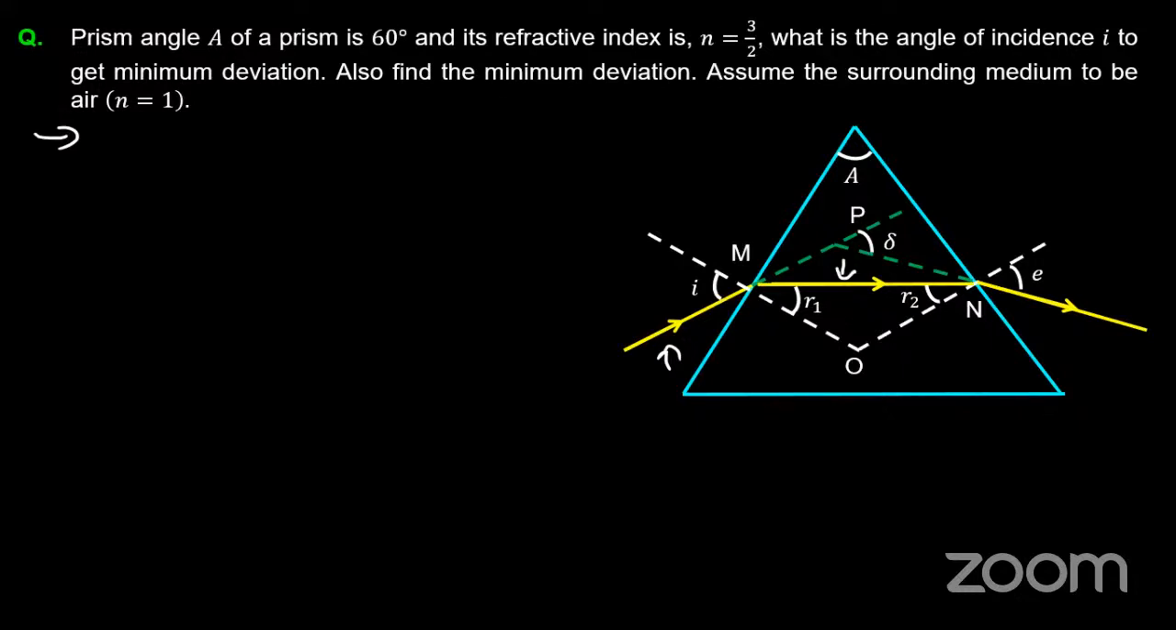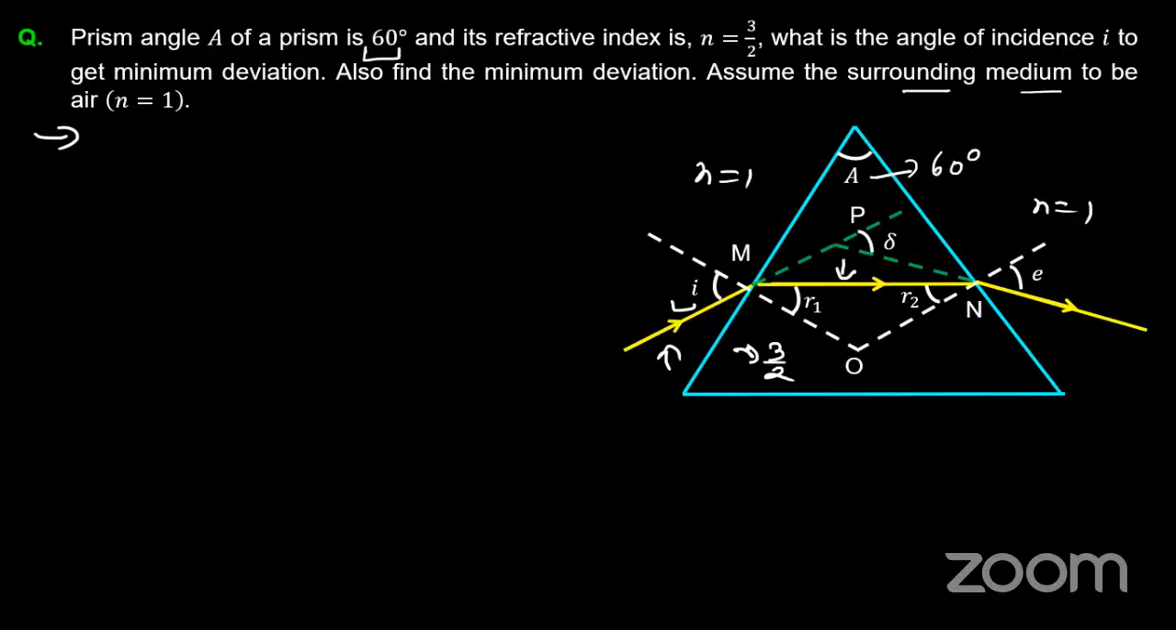So what is in the question? It is a question for you, you have to solve it now. It says the angle of the prism here is given as 60 degrees, and the refractive index of the glass material is 3 by 2. Next, they are asking: what is the angle of incidence i to get the minimum deviation? They're asking you to find that minimum deviation also, assuming the surrounding medium to be air, that is n1 here. Find the answer, students.